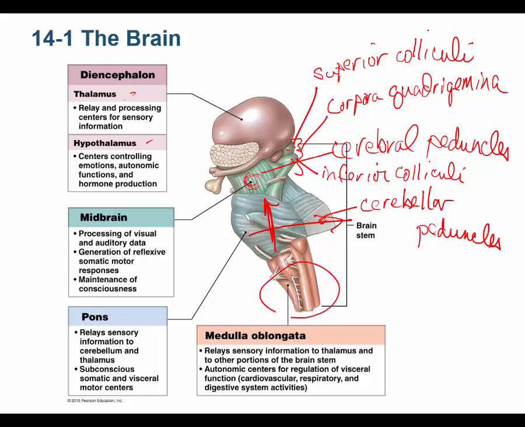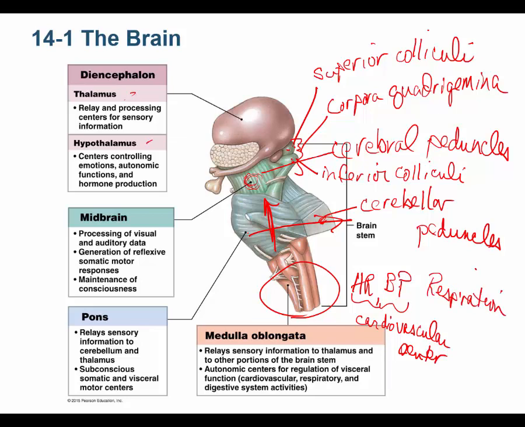And then lastly, we've got the medulla oblongata. The medulla oblongata is involved in heart rate and blood pressure. That's the cardiovascular center, by the way. We can collectively say that those areas of the medulla oblongata are the cardiovascular center. It's also involved in respiration and some other things. All right, so that's a picture of the brain, and we're still just doing an overview, just so you know.